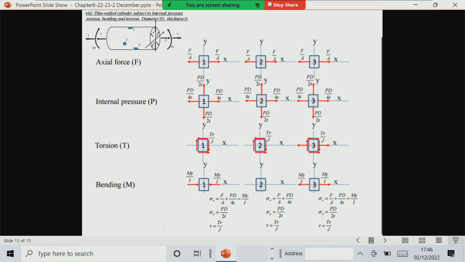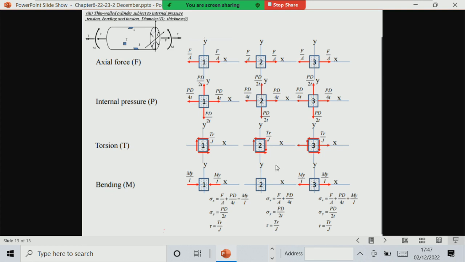So which of these three points is highly stressed? Point one, two, or three? If you know the answer, please raise your hand. Anyone else? Do you know the answer? If you believe point one is highly stressed, could you raise your hand? If you think point two is highly stressed, could you raise your hand? If you think point three is highly stressed, excellent, well done.